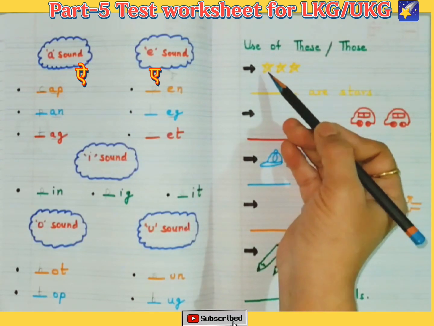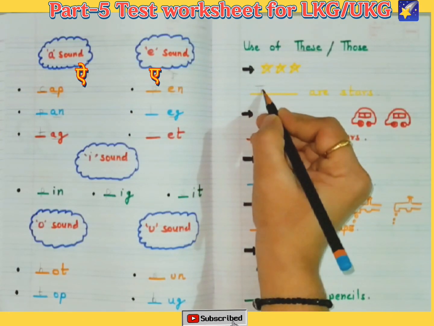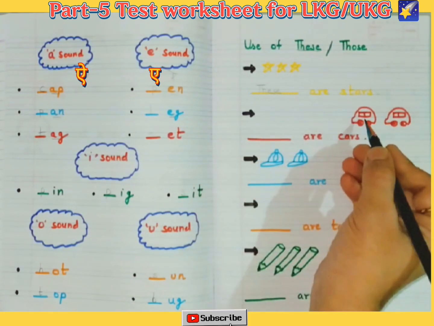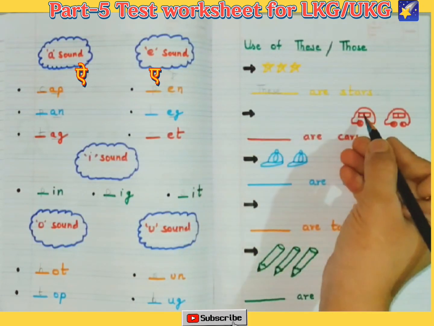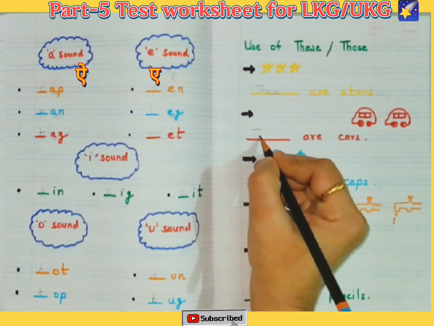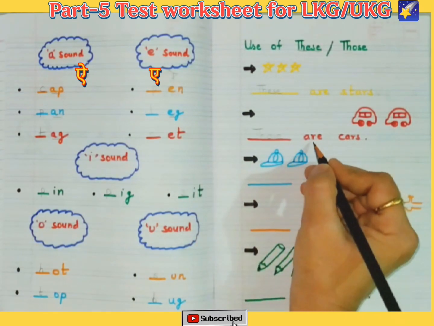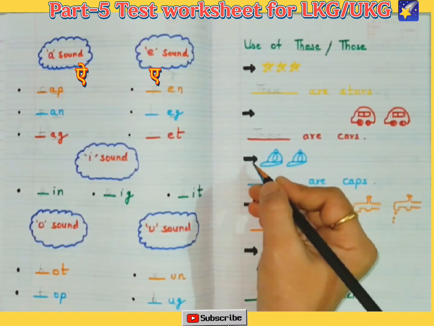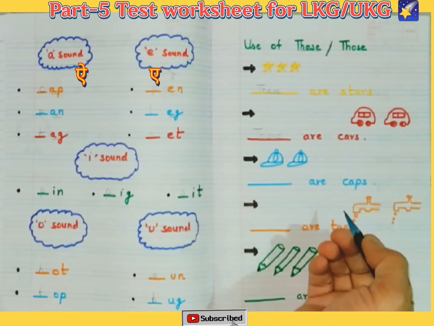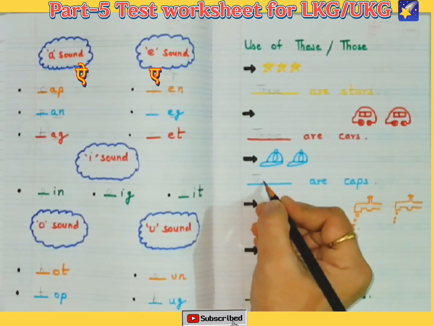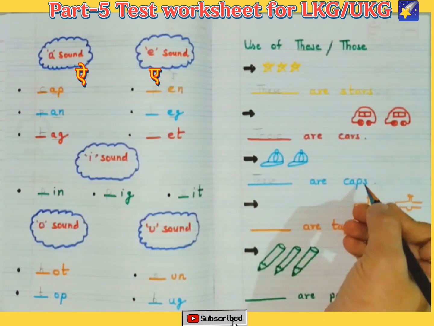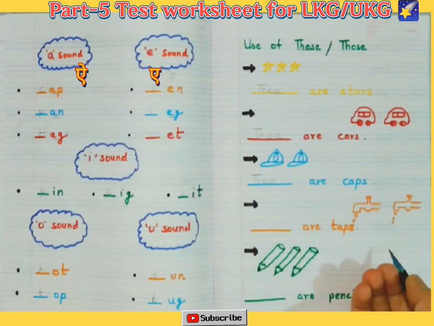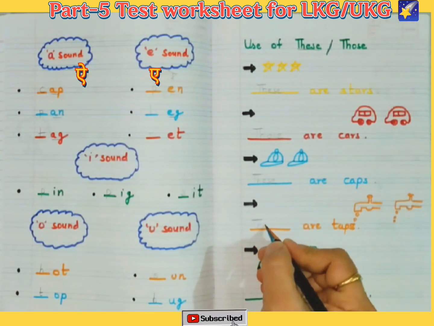Such as, these stars are near to the arrow, so we use these. These are stars. If the objects are far from the arrow, we use those. Those are cars. Next one: caps are near to the arrow, so we use these. These are caps. Taps are far from the arrow, so we use those.